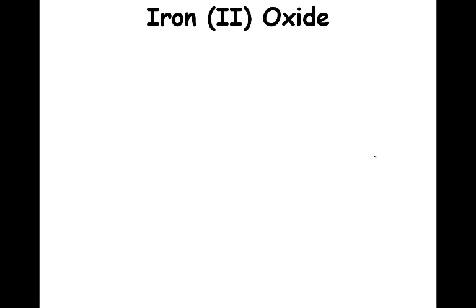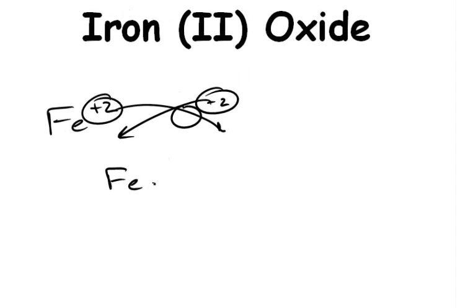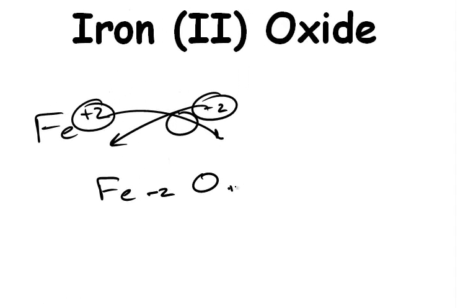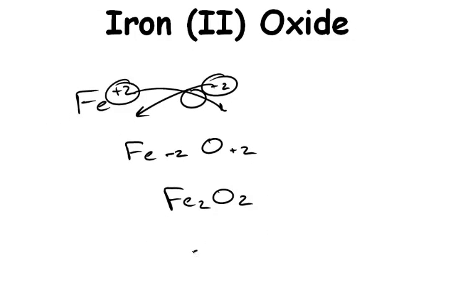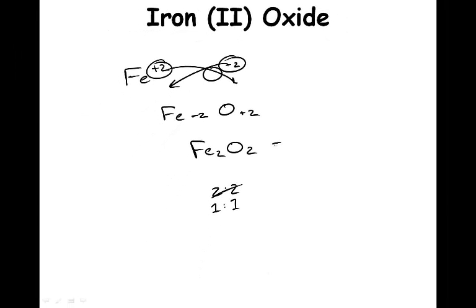Iron 2 oxide. On the back of the periodic table, we see that iron 2 is iron with a positive 2 charge. Oxide is oxygen with a negative 2 charge. Step number 2 is to crisscross the charges, leading to Fe minus 2, O plus 2. Step 3 is to drop the signs, Fe2O2, and reduce. We have the 2 to 2 ratio, which reduces to 1 to 1. Therefore, our formula is FeO.